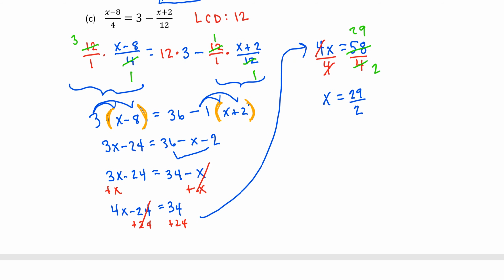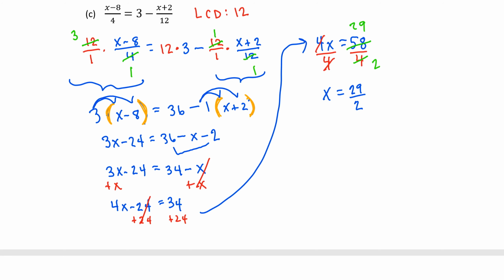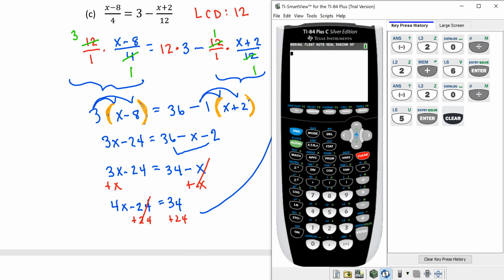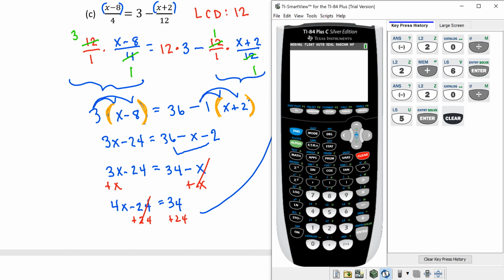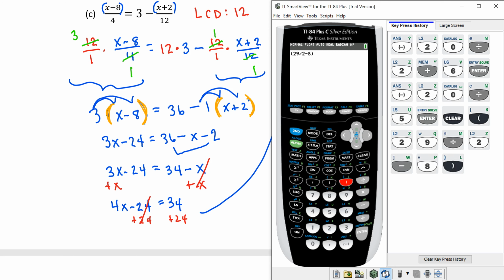That's one we definitely want to check with our calculator. So everywhere we see an x in the problem, we're going to replace it with 29 over 2. And also notice, because we have an operation in the numerator of the fraction, we're going to need a set of parentheses here and a set of parentheses here. So let's go ahead and plug 29 over 2 in for x on the left side only. So we have parentheses 29 over 2 minus 8, close parentheses, divided by 4. It's going to give me a decimal value, and that's fine.